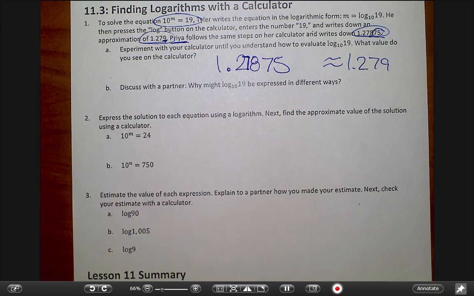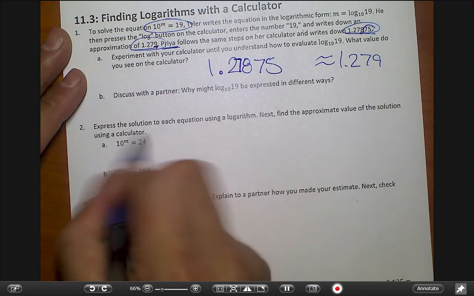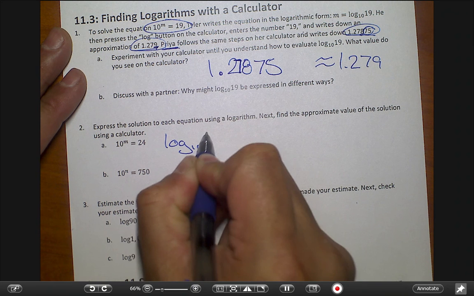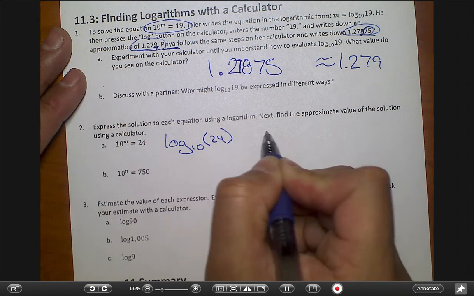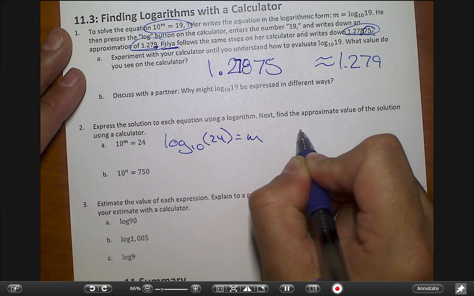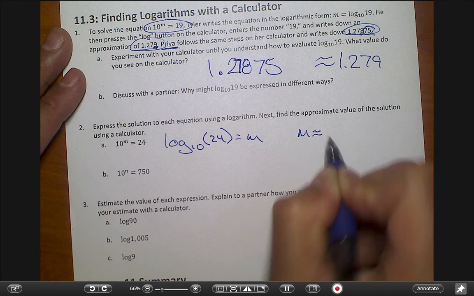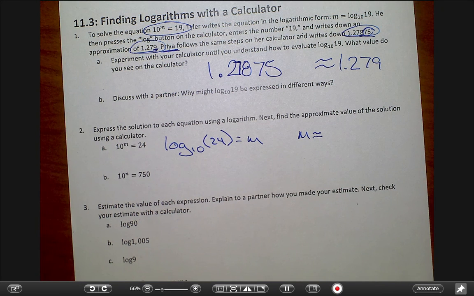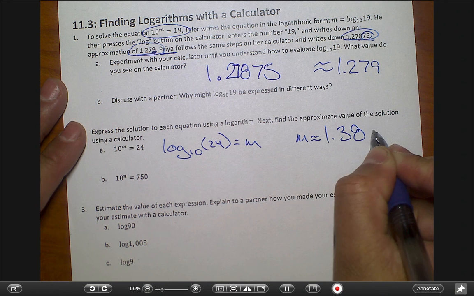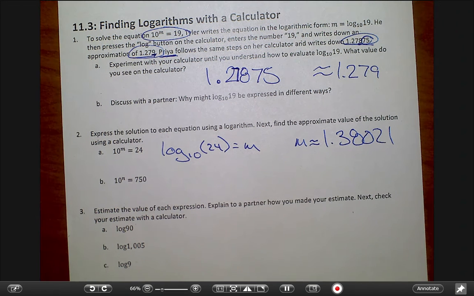Okay, so let's see. I'm going to write it down to see what we should have. So it's going to be log base 10 of 24 equals m. And m is going to be about, hold on, let me see. Jennifer, what'd you get for m? 1.38021. You guys agree? Okay.